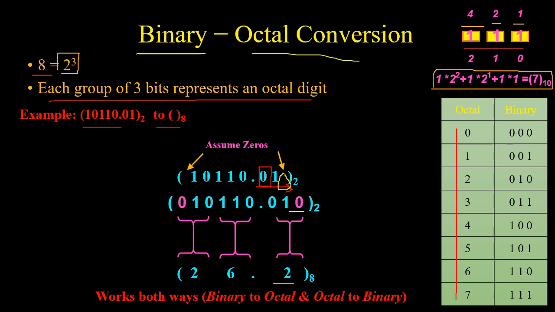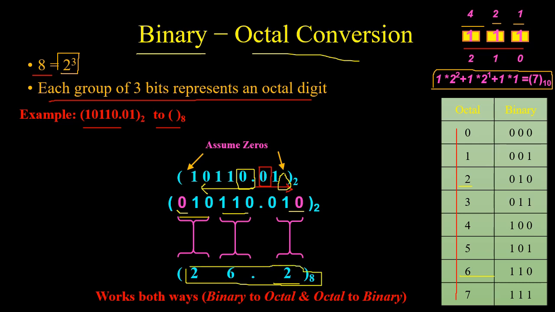Now for all the bits which are to the left of the decimal point, we will start making a group of 3 bits starting from the LSB. Here we have a total of 5 bits, so we will add one extra 0 to the left of the MSB. So we have 2 sets of binary bits, and its equivalent can be found from the octal to binary table which is given here. So the equivalent octal number will be 26.2 to the base 8.